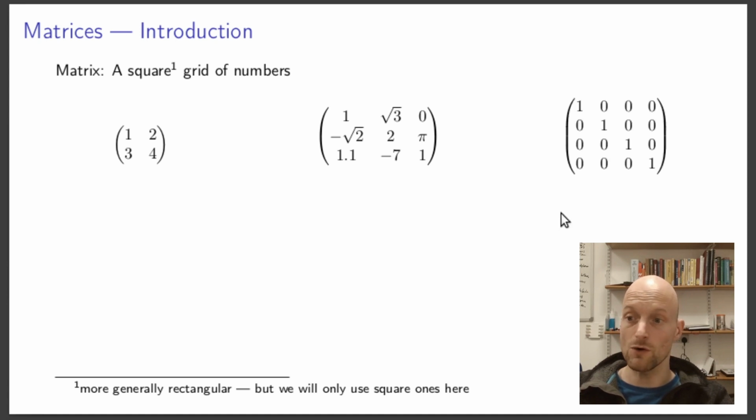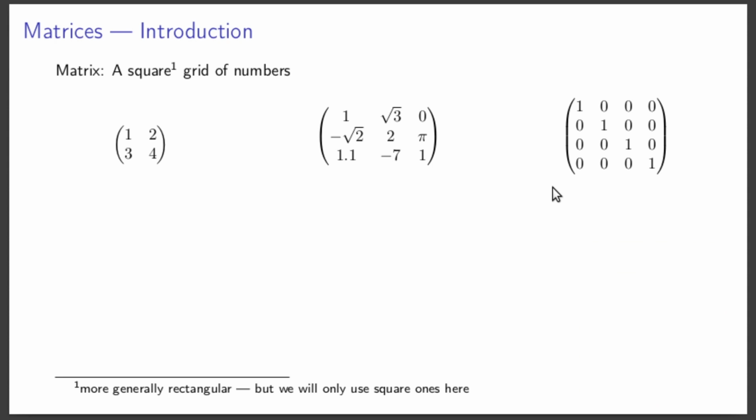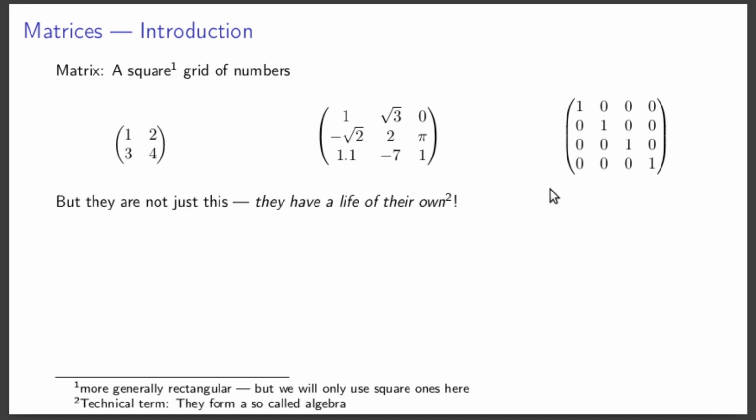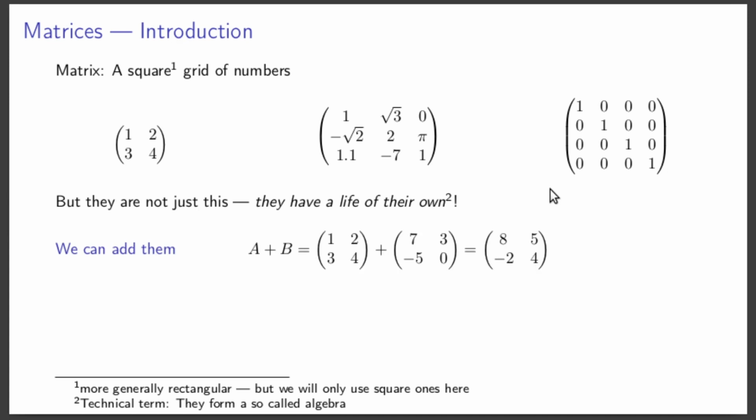Here's one which has 4 rows and 4 columns, and it shows a very special one, namely one which is 1 on the diagonal and 0 everywhere else. These kinds of matrices are very, very important, but we won't go into the details here. It turns out that these matrices do have a life on their own. They're not just nice grids of numbers helpful to display a large set of data on a sheet of paper. No, it turns out that you can use matrices on their own in order to calculate things.